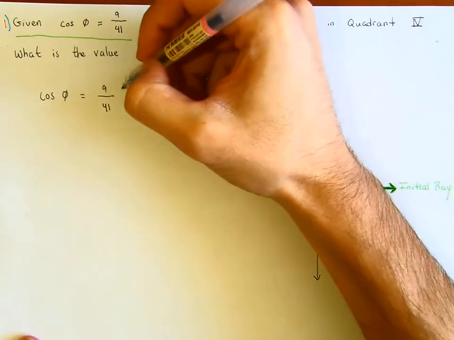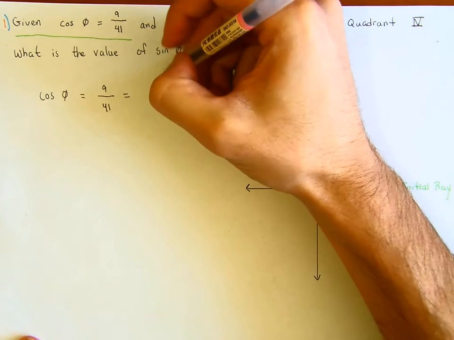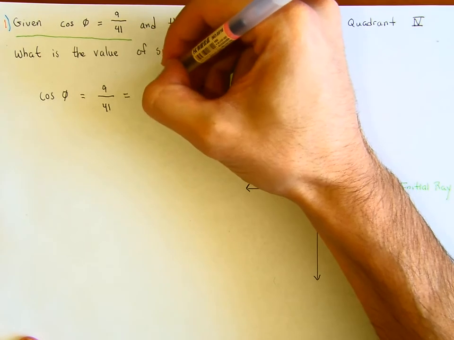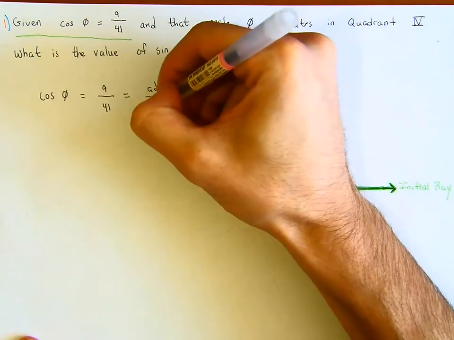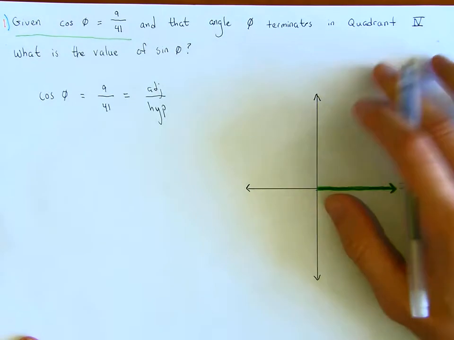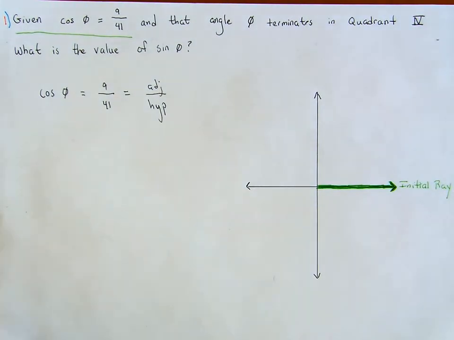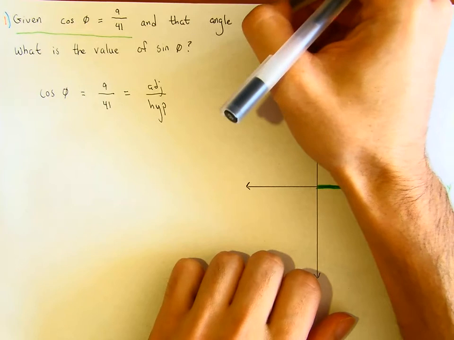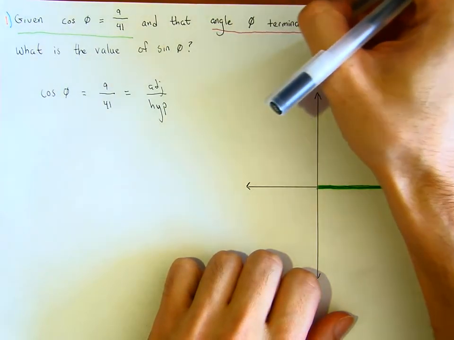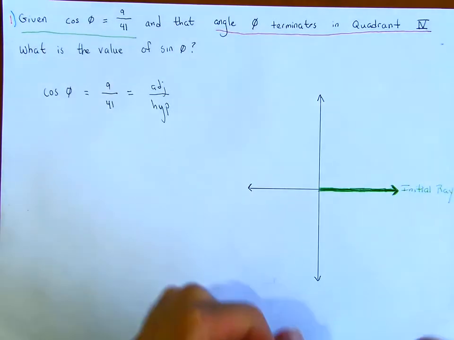And what do we know about cosine of theta? That it is adjacent over hypotenuse, right? Okay. What's the second thing we're given over here? We know that the angle theta terminates in quadrant 4. So what does that mean?